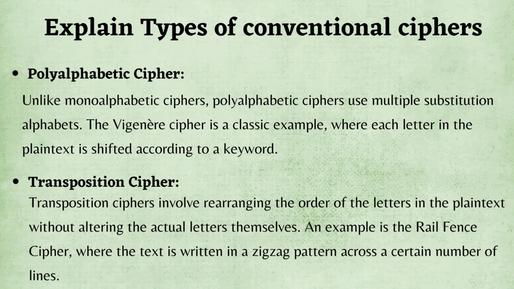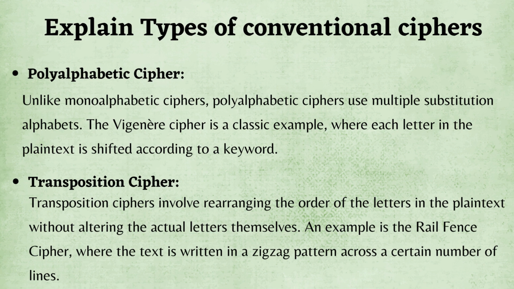The next one is polyalphabetic cipher. Unlike monoalphabetic ciphers, polyalphabetic ciphers use multiple substitution alphabets. The Vigenere cipher is a classic example, where each letter in the plaintext is shifted according to a keyword.